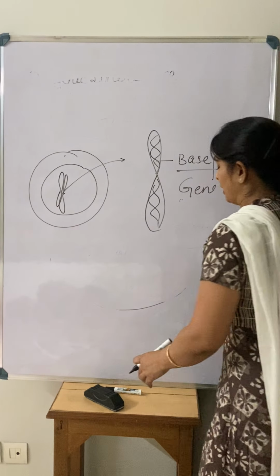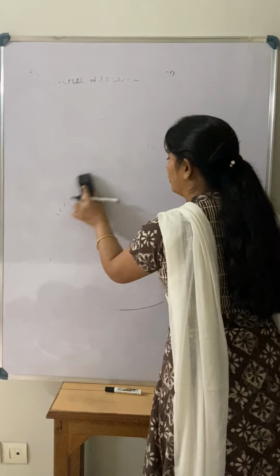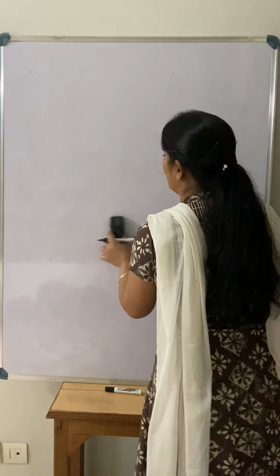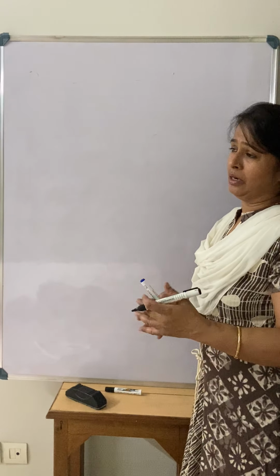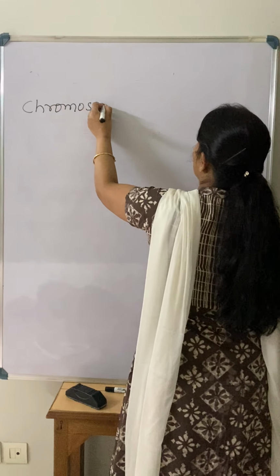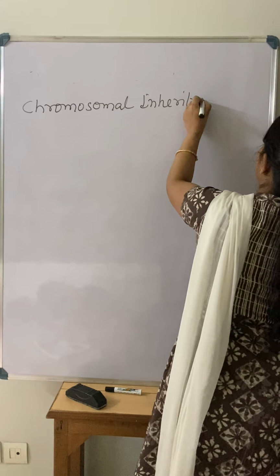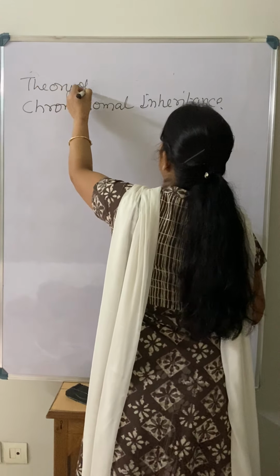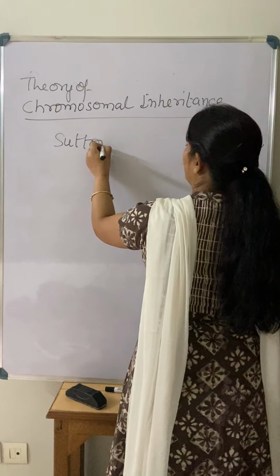After the discovery of the structure, two scientists, Sutton and Boveri, followed the Mendelian principle and put Mendel's rules into chromosomal cell division, and that theory we call the chromosomal inheritance. So what we call the theory of chromosomal inheritance was proposed by two persons, Sutton and Boveri.